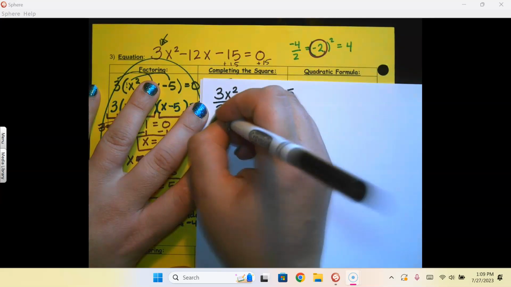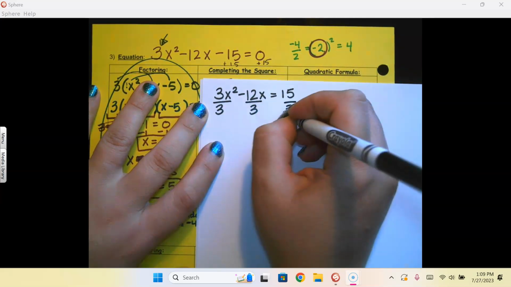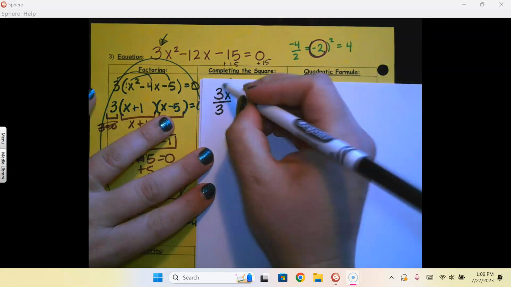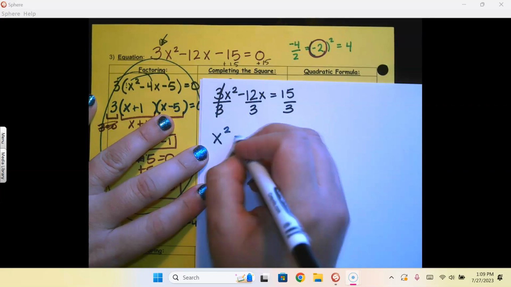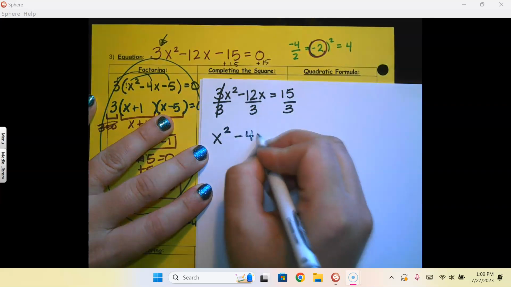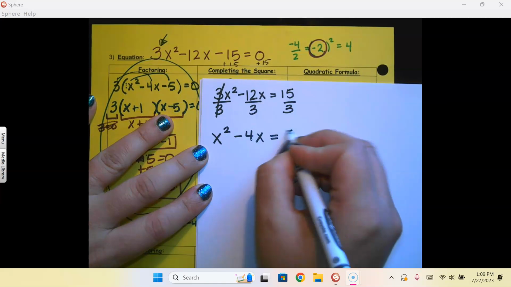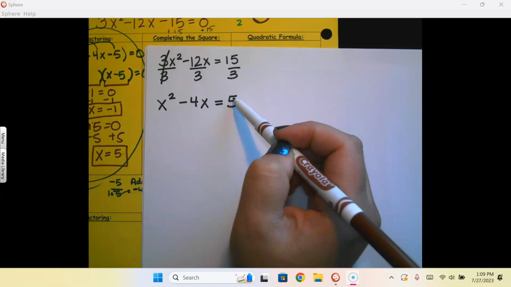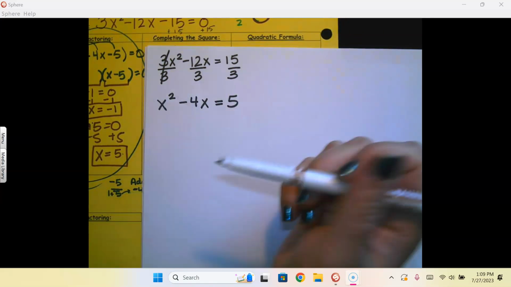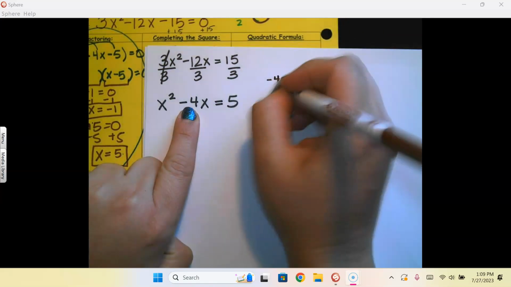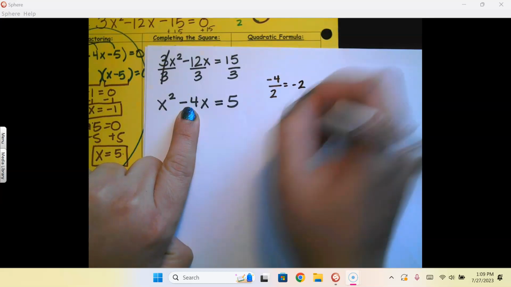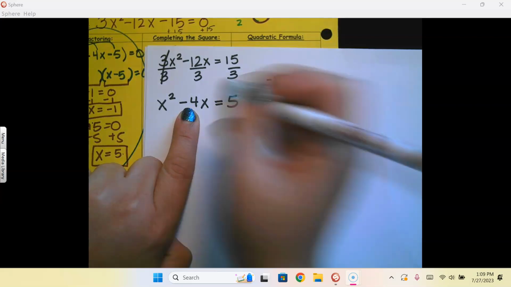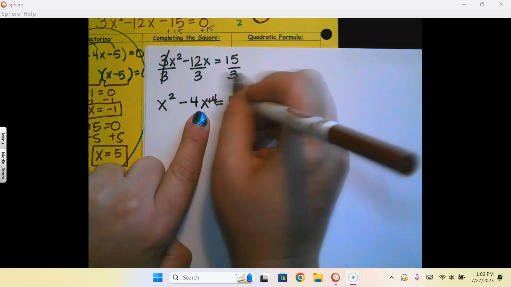And then when we complete the square, we want this to be a positive 1. So we're going to go ahead and divide everything by 3. Now, if 3 did not go into one of these numbers, you just have a fraction. But since it goes evenly into it, negative 12 divided by 3 is negative 4. And 15 divided by 3 is 5. Okay, so once we have the constant alone and then we have a positive 1 here, we're going to take this negative 4, we're going to divide it by 2, and then we're going to square it. And this is the number that we are going to add to both sides.